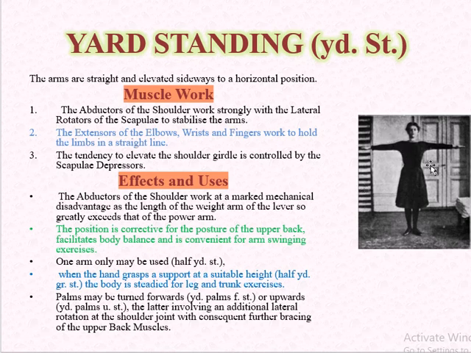Effect and uses. Abductors of the shoulder work at marked mechanical disadvantage as the length of the weight arm of the lever so greatly exceeds that of the power arm. The position is therefore corrective for the posture of the upper back, facilitates body balance, and is convenient for arm swinging exercise. One arm only may be used; that is known as half yard standing.